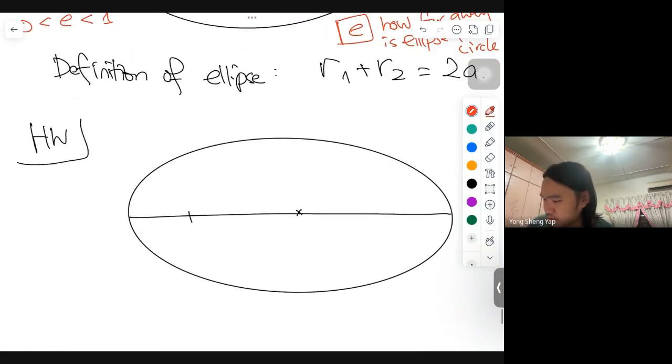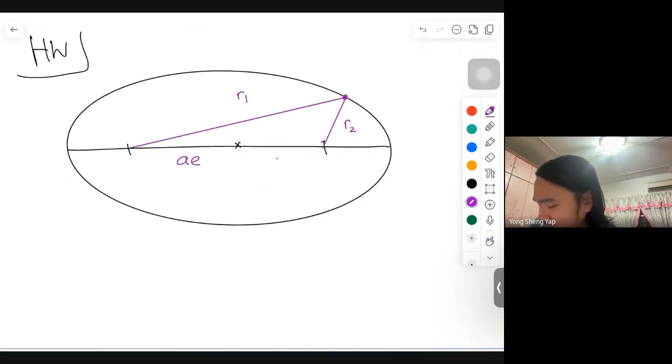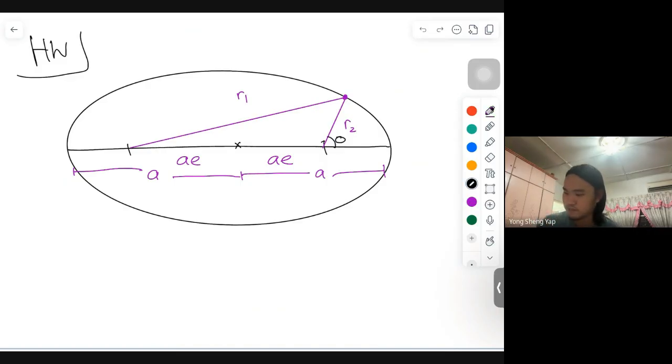Okay, so I will now show you that the ellipse really is the equation traced by the reduced mass. So basically, I can choose a point here, and then I have R1 and R2. This is AE. This is AE. This is A. This is A. And then let me just call this angle over here phi, or theta. Let's call it theta.